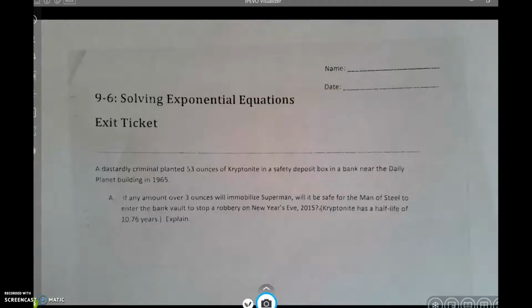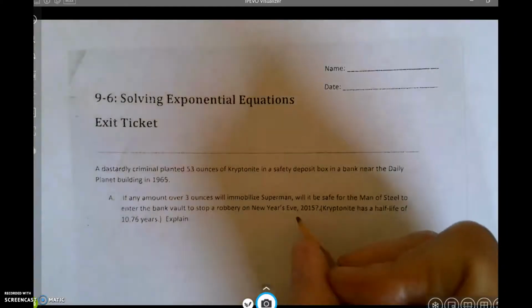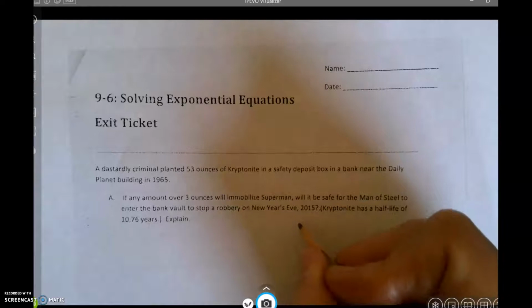If any amount over 3 ounces will immobilize Superman, will it be safe for the Man of Steel to enter the bank vault to stop a robbery on New Year's Eve 2015? Kryptonite has a half-life of 10.76 years. Explain. Alright, so I am going to need to use my half-life formula.